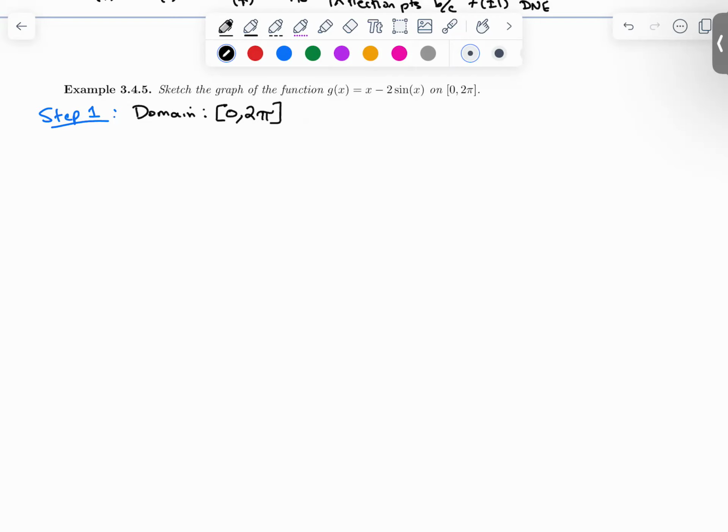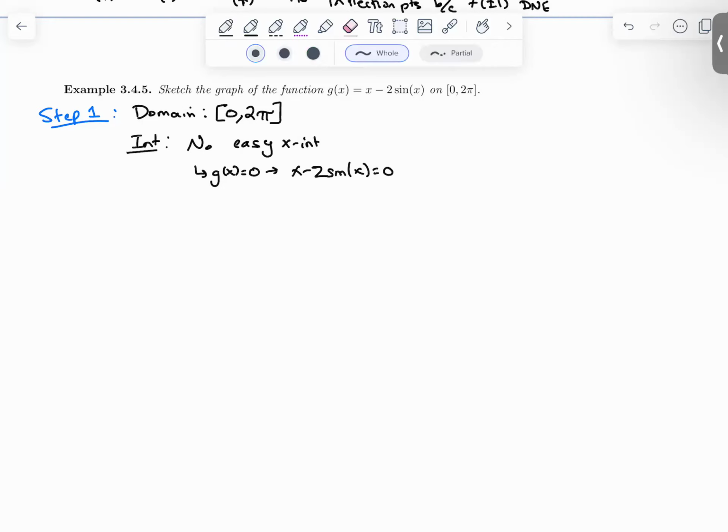Now for intercepts, there's no easy x-intercept. You can verify this if you'd like, but the way we find x-intercepts is to set y equal to 0, the function value is equal to 0. The reason is g of x equals 0 would imply that x minus 2 sine of x is equal to 0, and that is not an easy equation to solve. If this was 1 minus 2 sine x, that would be solvable. That's approachable, or maybe square root 3 or square root 2. Any of those things are fine, but the fact that it's got a variable here makes it a lot harder.